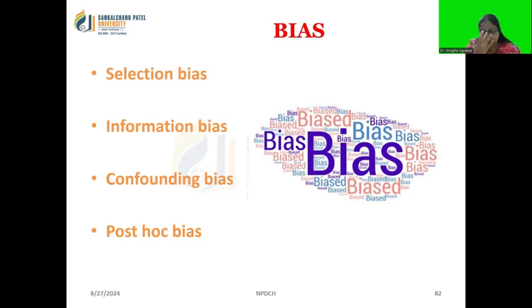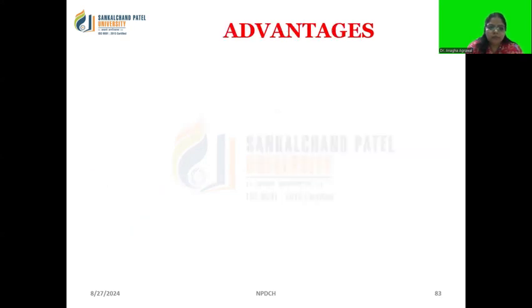Confounding bias, there may be confounding factors, as I've already explained to you. The confounding factors are the factors which are related to both the risk factor as well as the disease, and they can actually hamper the relationship between the risk factor and the disease. And there is one more, that is post hoc bias.